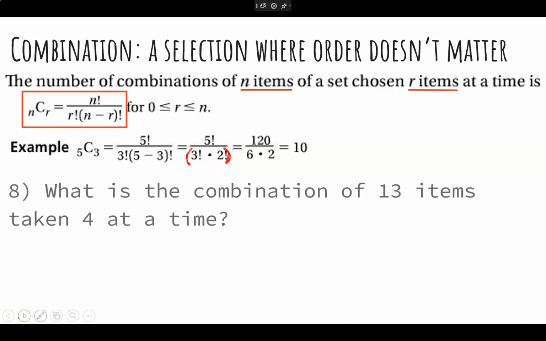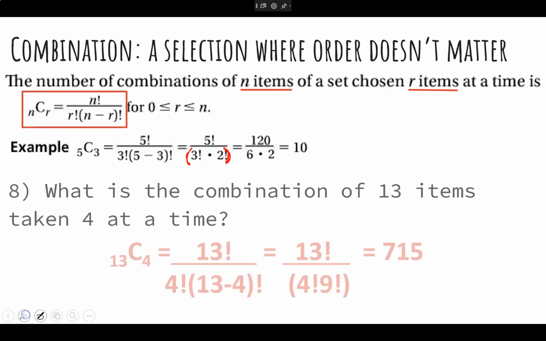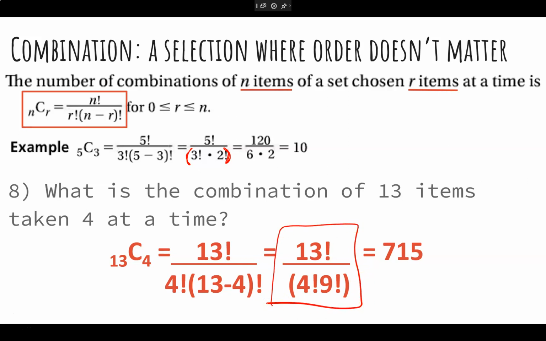Okay, so what is the combination of 13 items taken 4 at a time? So I have 13 marbles in the bag. How many different combinations can I pick 4 of those marbles out? What is my n value? 13. What's my r value? It is 4. So 13 factorial divided by 4 factorial times 13 minus 4 factorial. 13 minus 4 is 9. So again, I put those parentheses there so you can see exactly how to type it in. If you type it in just like this, make sure you get 715.